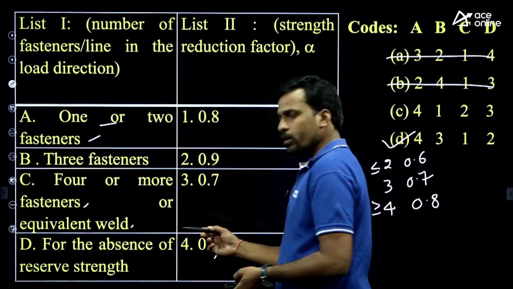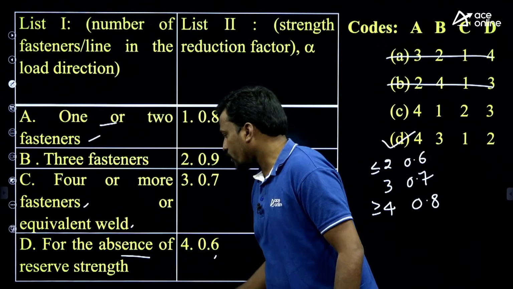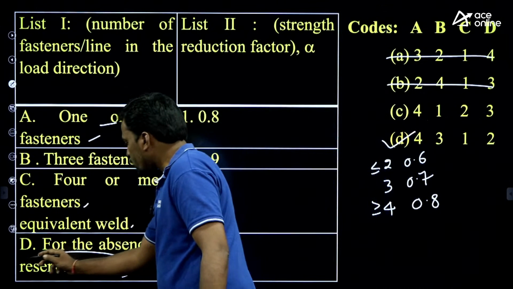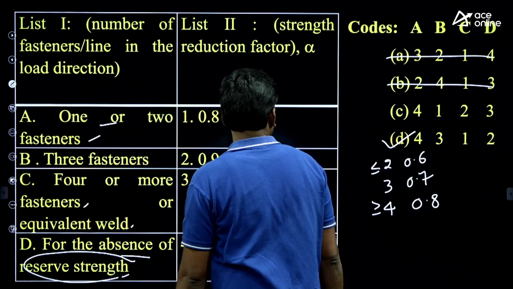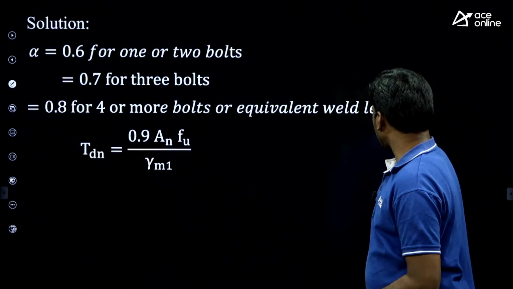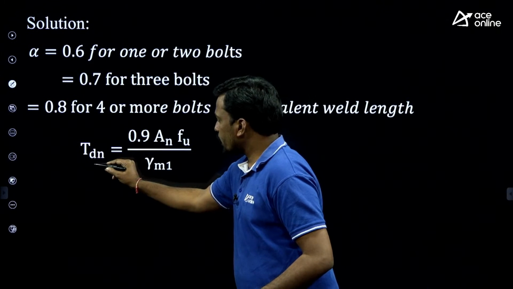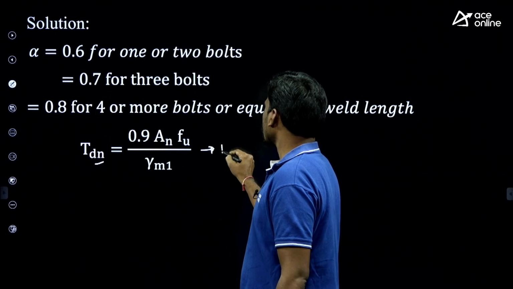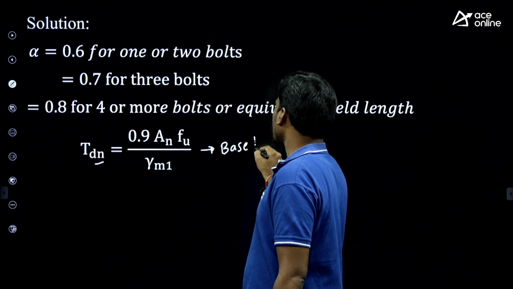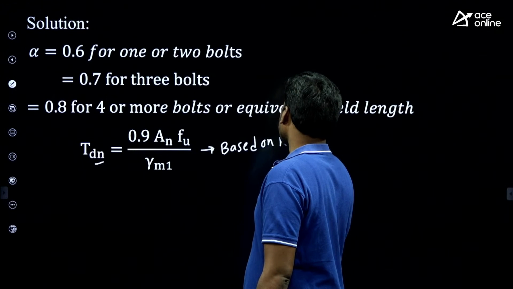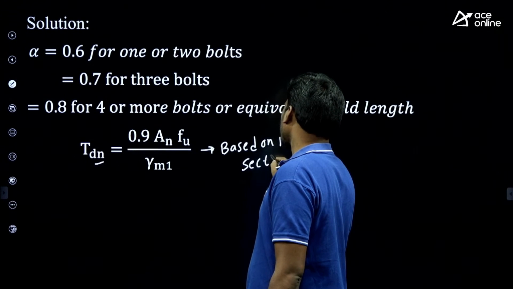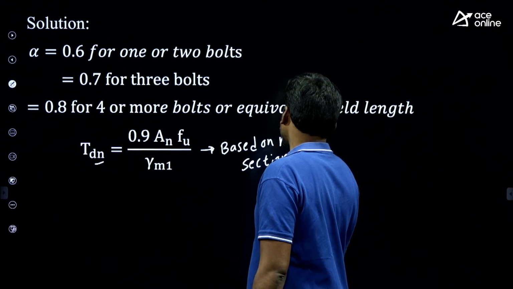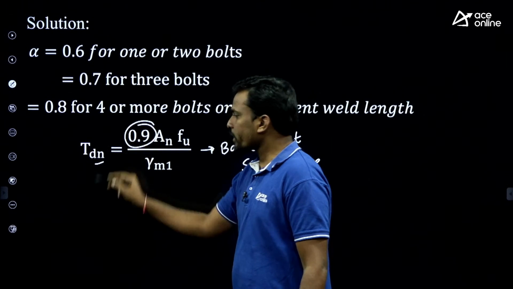Then there is one more given, for the absence of reserve strength. What is the absence of reserve strength? Do you remember I gave this reserve strength? What is the formula? Look here. This is the Tdn formula, based on net section rupture. Students, why are we multiplying with 0.9?